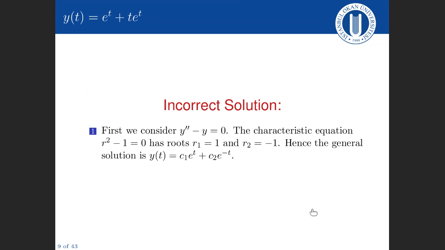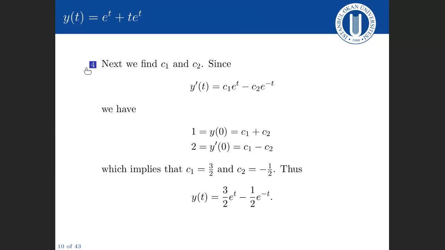This is an incorrect solution because I'm going to do step 4 too early. Step 1 is exactly the same as I did before. This is just copy and paste from before. Now let's suppose after step 1 I do step 4. Suppose I try to find C1 and C2 too early.